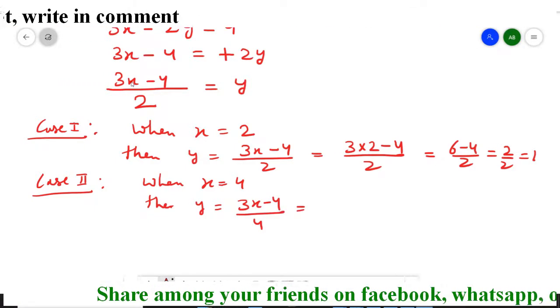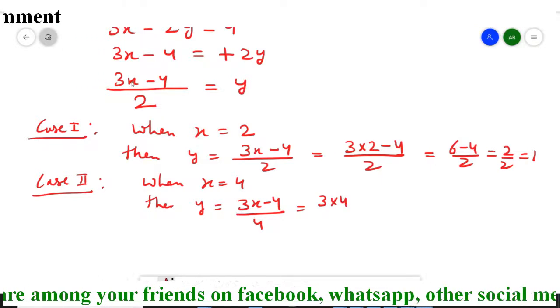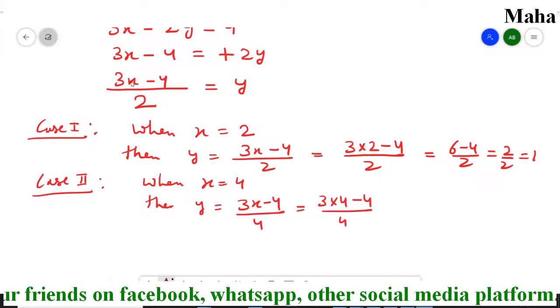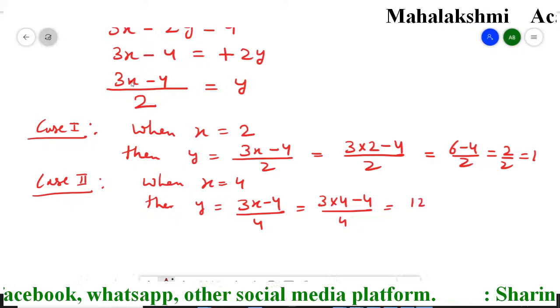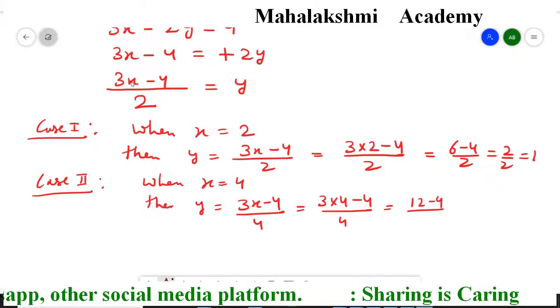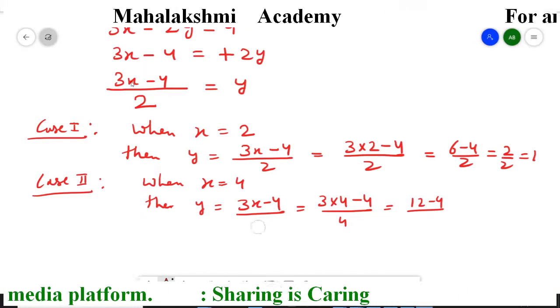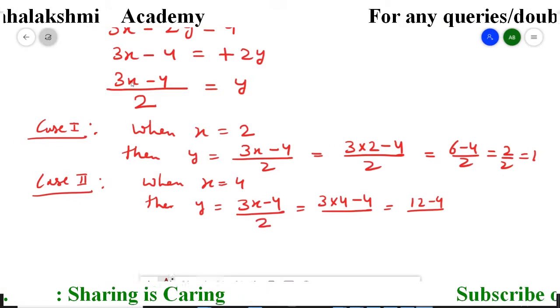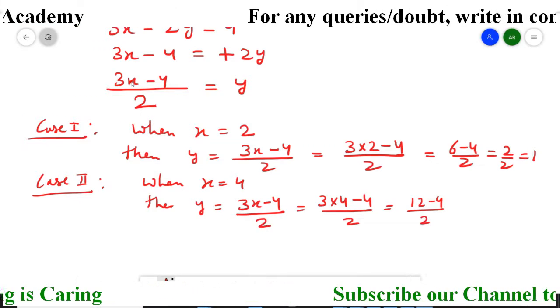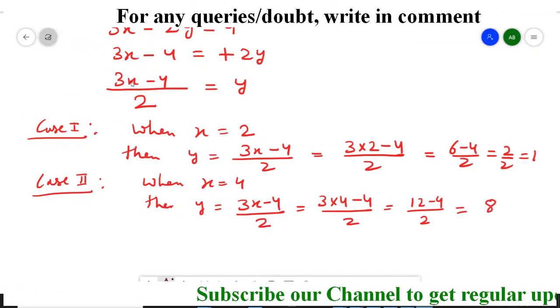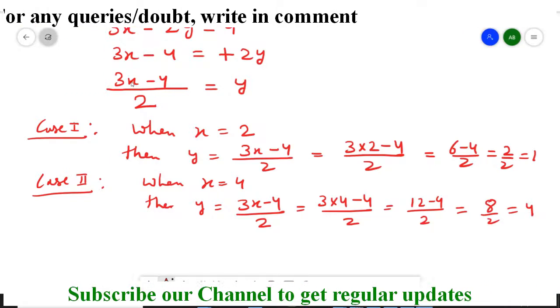So instead of x we have to write down 4, so 3 into 4 minus 4 upon, not 4 here, sorry, in denominator we have 2. So 3 4s are 12 minus 4 is 8 upon 2 is equal to 4.